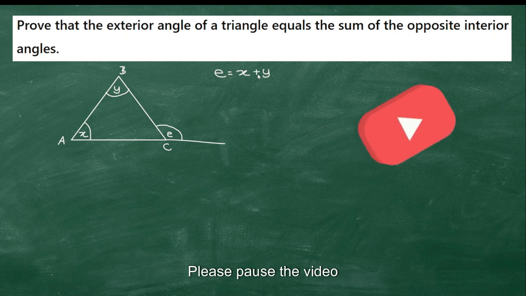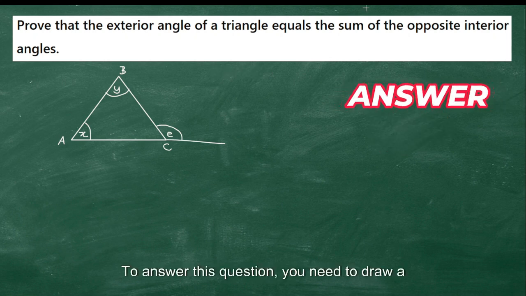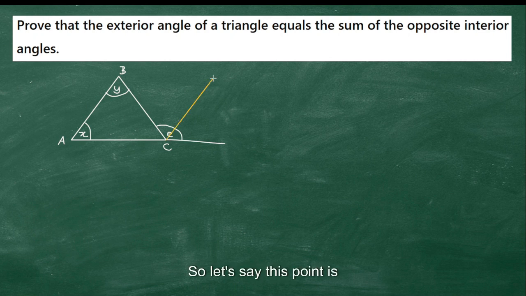Please pause the video and give this a try. When you're ready for the answer, press play. To answer this question, you need to draw a straight line through C that is parallel to AB, like this. So let's say this point is D.